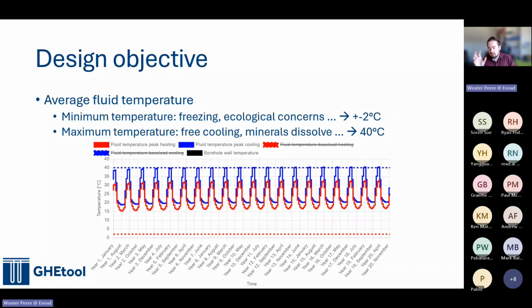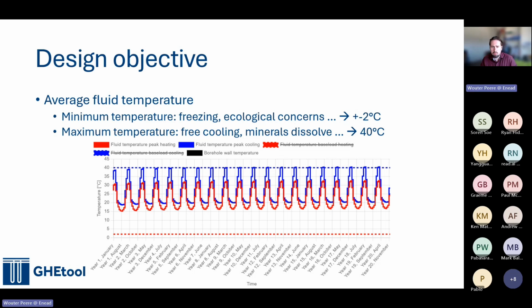Now, when we talk about the design of geothermal borefields, we're talking about fluid temperatures. So we're circulating a fluid to the borefield, and we want this fluid to stay within certain limits. In other countries, there is legislation for that. In Australia, there is not yet legislation. So we need to rely on good engineering practices, let's say.